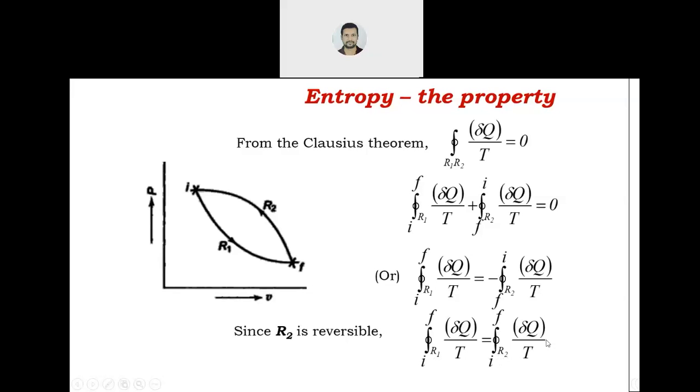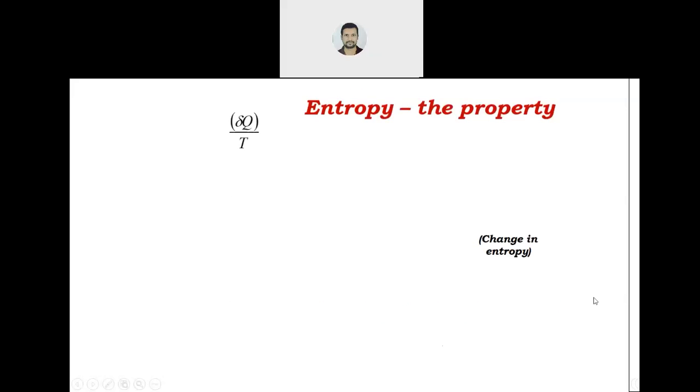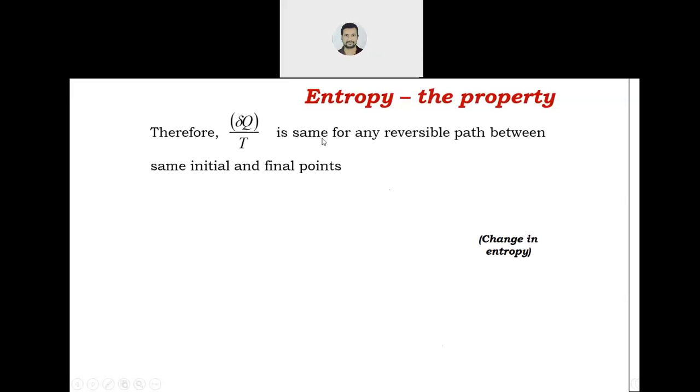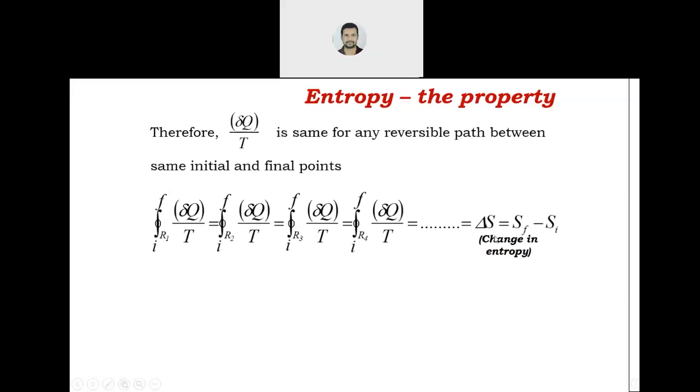So this is the important thing. It is not depending on the path. It is depending only on the initial and final states. So what does it mean? If it is not depending on the path, it is not a path function. It is a point function, depending on the points or the state. So it is a property. So the integration of dq by T is nothing but a property. This property is given the name entropy.